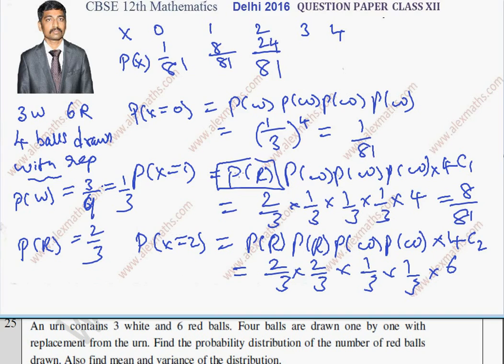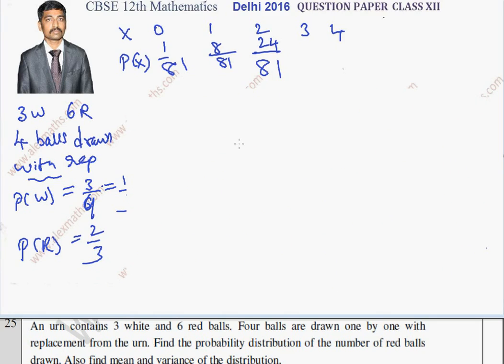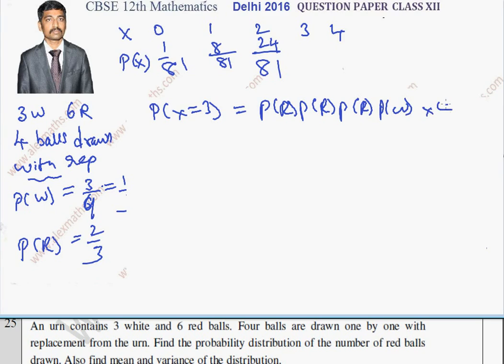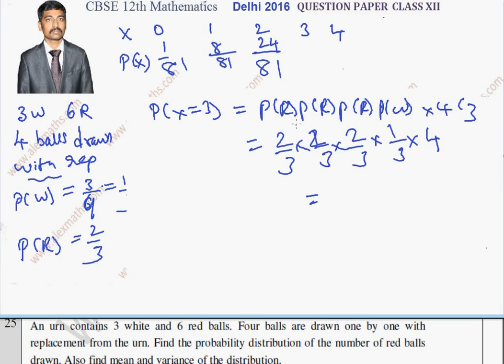Now P of x is equal to 3 we have to find out. For P of x is equal to 3 red, so P of R into P of R into P of R and 1 white into 4C3. Red is 2 by 3, 2 by 3, 3 times. Then 1 by 3. 4C3 is also 4C1, so it is 4. So the total value is 8 into 4, 32 by 81.